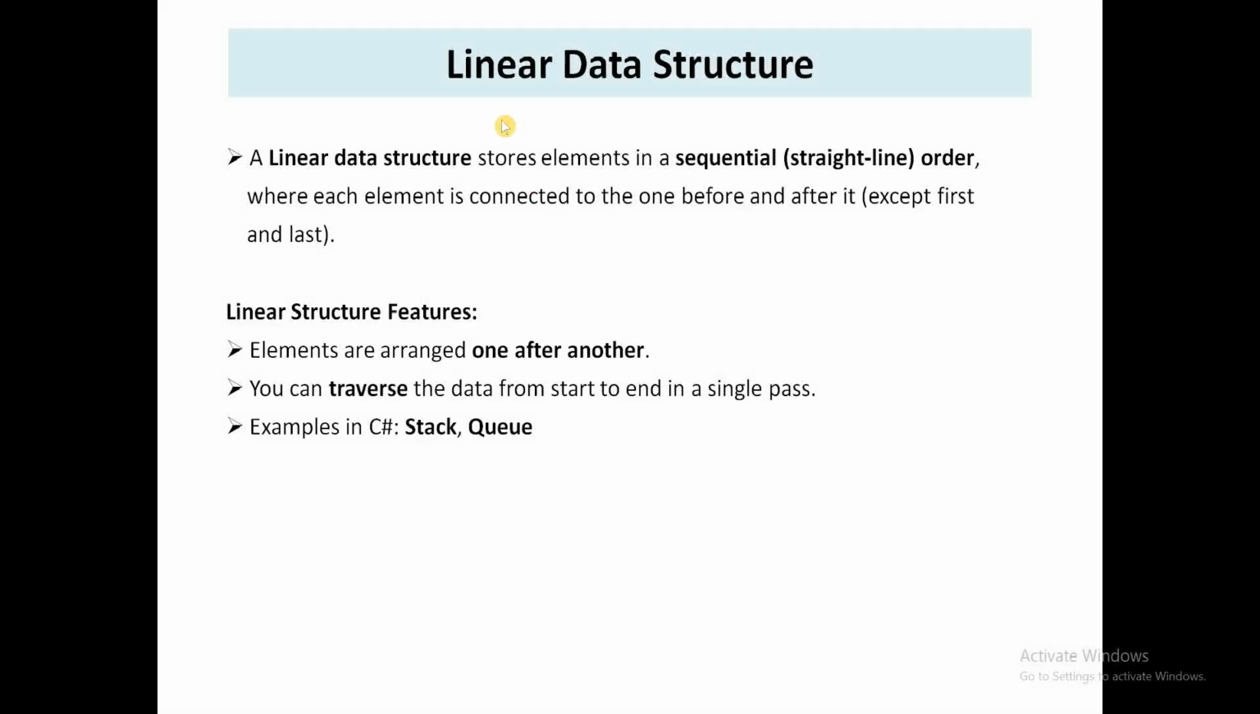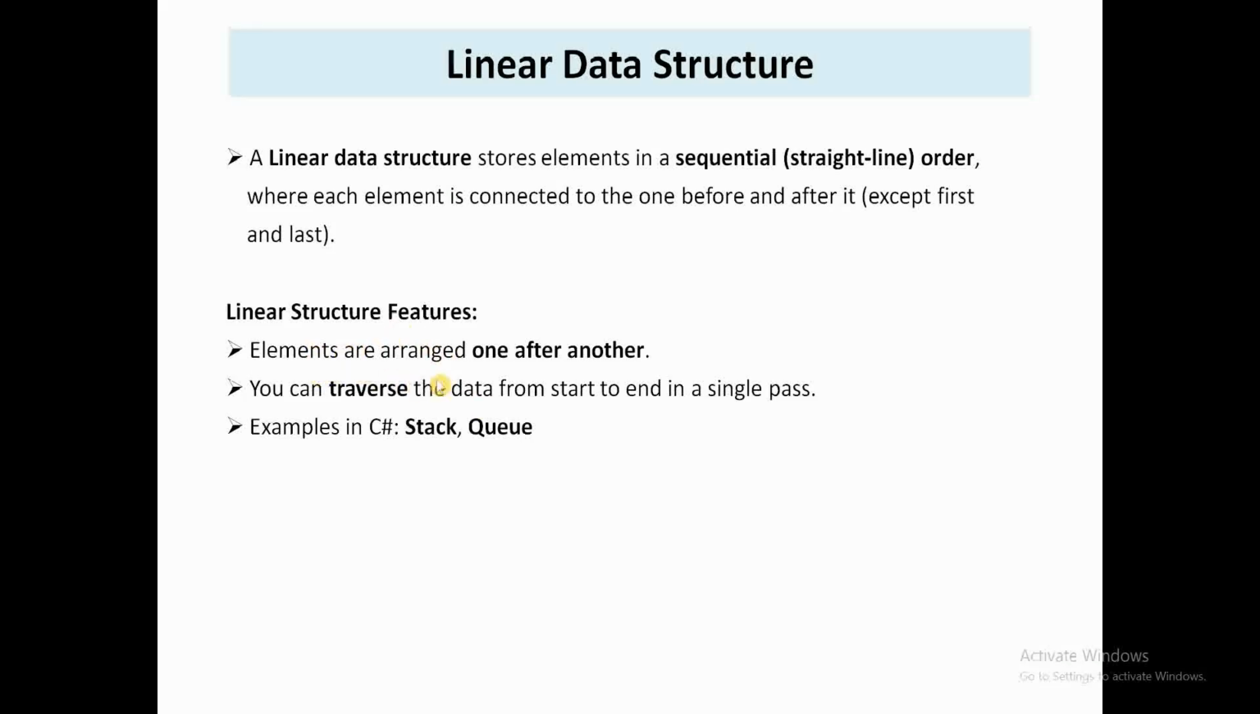So here is the first topic, that is a linear data structure. A linear data structure stores elements in a sequential straight line order where each element is connected to the one before and after it, except first and last. So linear data structure is where we store the elements in a sequence. Data is stored from first to last, and it is also connected with each other. If we are storing with indexing like 0, 1, 2, then it is stored in that format. It is easily accessible.